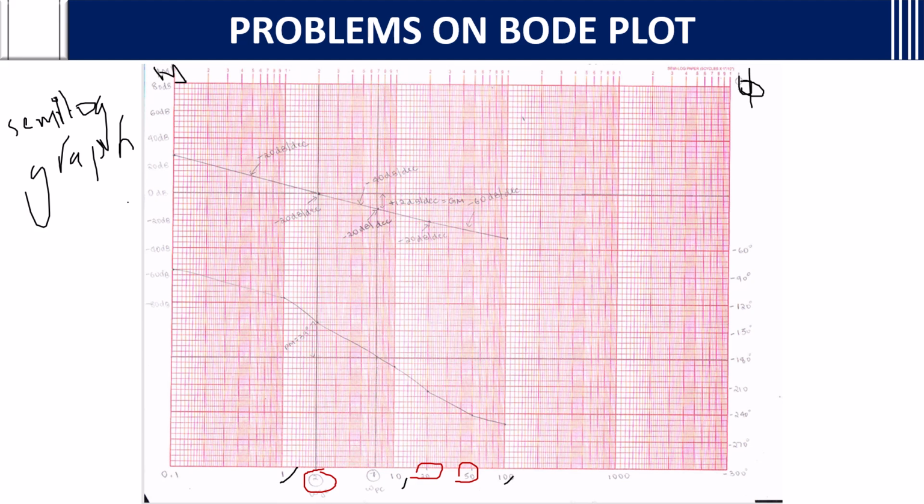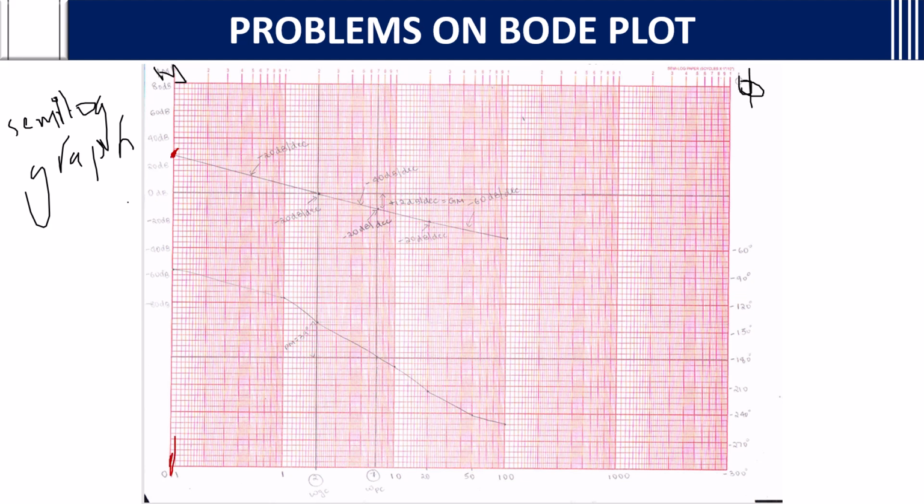After mentioning till here, what should we do? We should start plotting the graph. First we will see the magnitude plot. For 0.1 you are getting minus 26 dB, as we have calculated. Somewhere here you will get minus 26. So mark it here.